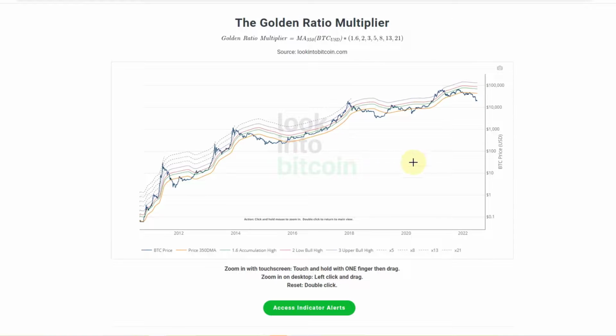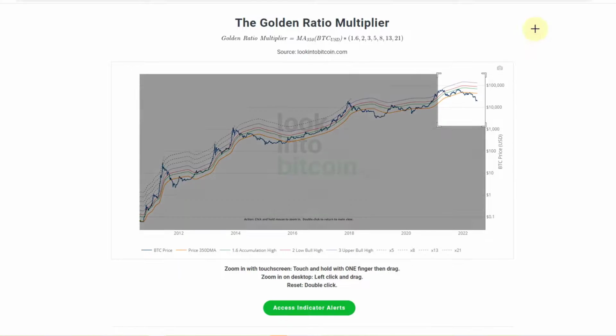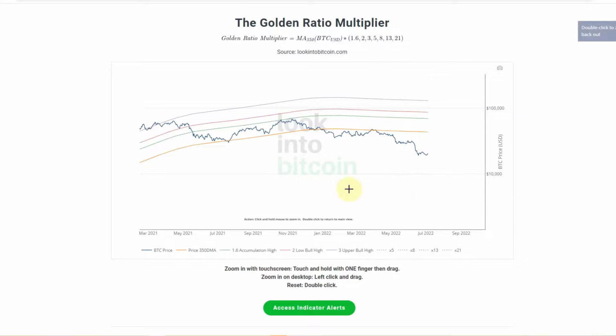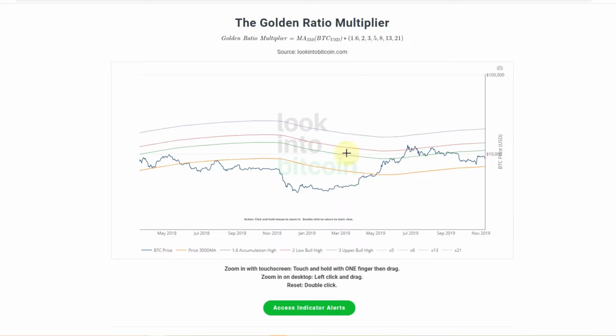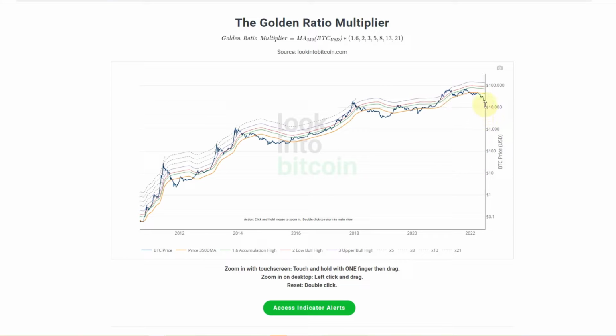Again, it's more of a long-term indicator, and we are currently below the 350-day moving average. It could be that we're dropping a little bit more, absolutely, but we already dropped below it at the end of December 2021. You can see, for example, in the last major bear market, we dropped below it in June 2018, and we only managed to get above it a year later, in May 2019. So it took a year. It could very well be that this takes that long again.